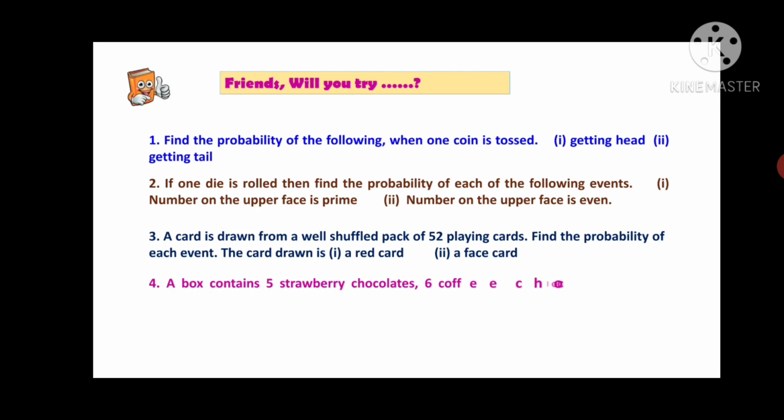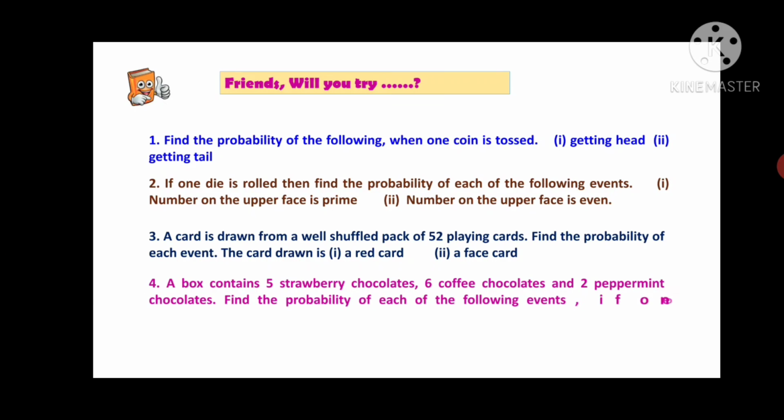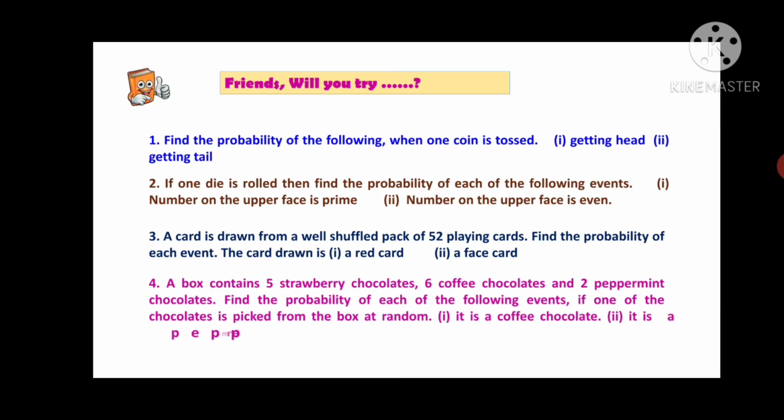A box contains 5 strawberry chocolates, 6 coffee chocolates and 2 peppermint chocolates. Find the probability of each of the following events if one of the chocolates is picked from the box at random. First, it is a coffee chocolate. Secondly, it is a peppermint chocolate.